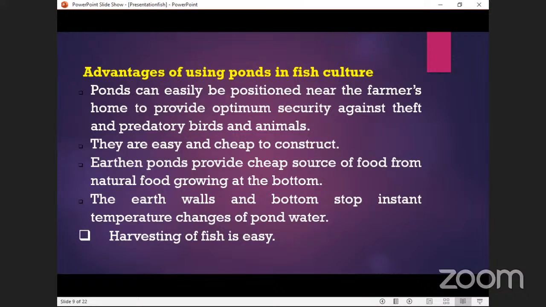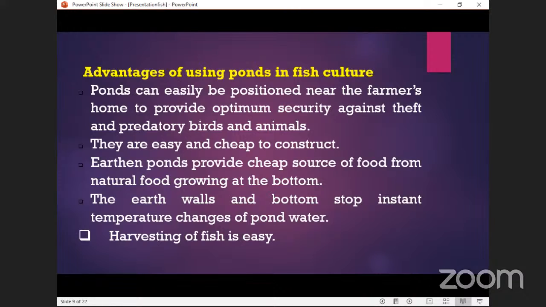All right, thank you. The ponds can easily be put next to your home for easy supervision and security. And even you protect against the wild birds. There are those birds which enjoy eating flesh. If you abandon your fish pond far away, they will take advantage and they start feasting on the fish. They are easy and cheap to construct. Constructing a pond and constructing a piggery, a piggery becomes more expensive compared to a pond.